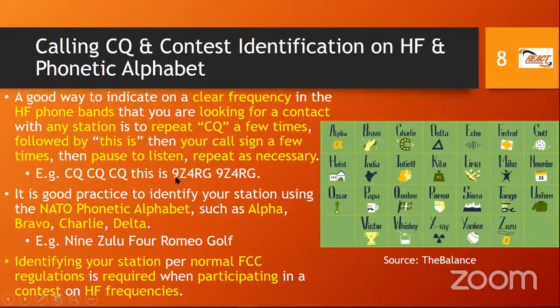So I did mention that when I'm making that CQ call, I use the phonetic version of the alphabet when I'm giving my call sign. I said 9 Zulu 4 Romeo Golf. That's good practice. So we say it's good practice when you're identifying your station to use the NATO phonetic alphabet. And that phonetic alphabet, we came across it already in the technician class, I believe. But on the right-hand side here, we have a little chart of the phonetics. And it goes Alpha, Bravo, Charlie, Delta. And this is the way they'll ask you the question in the question pool. Right? So I'll give a little example here. 9 Zulu 4 Romeo Golf.